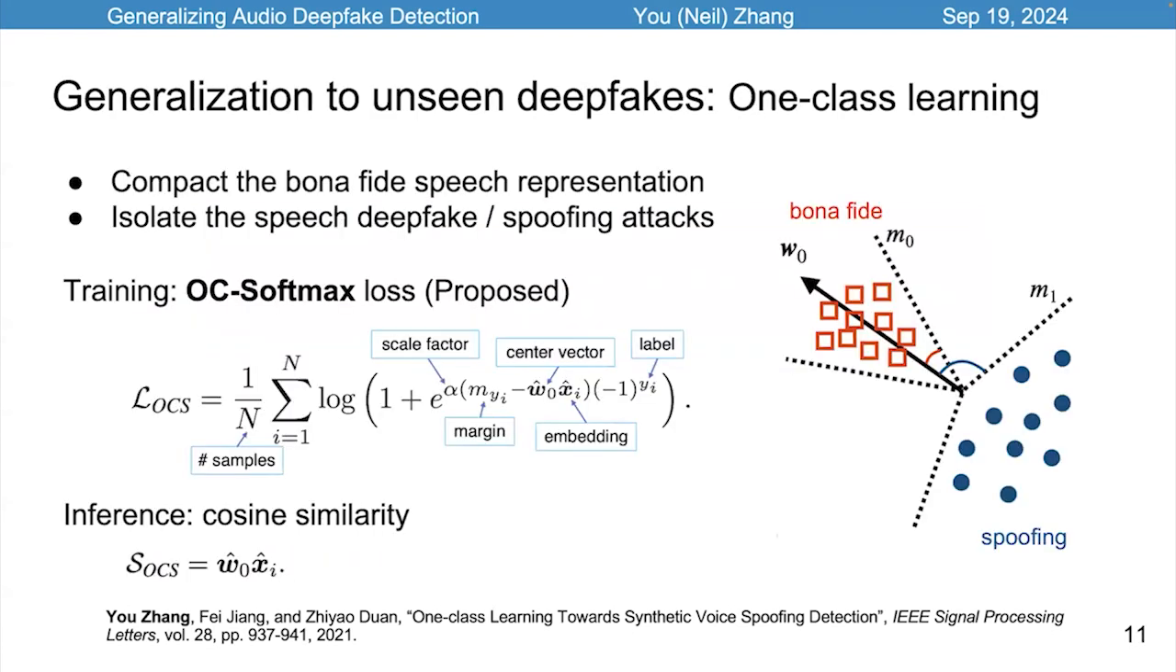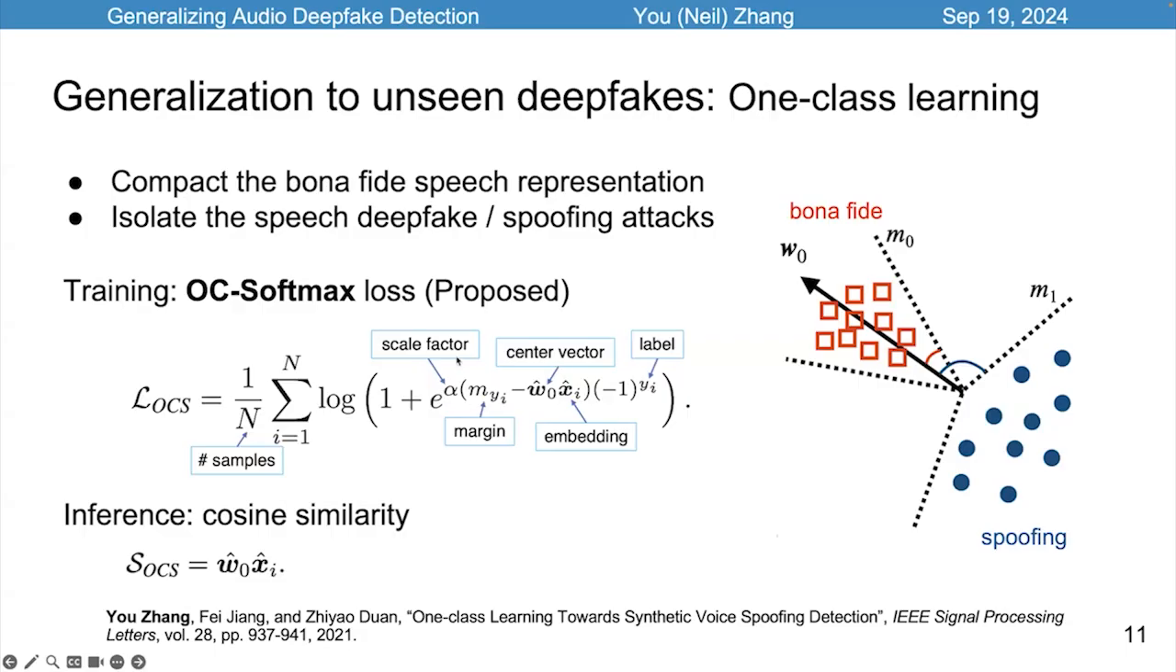To generalize, one method I propose is called one-class learning. The main idea is to compact the representation of bona fide speech while isolating the spoofing attacks away from the bona fide speech. During training, we encourage the latent space or the embedding space of the model to push the speech features like this, so that we can build a tight boundary around the bona fide speech and push away the deepfakes.